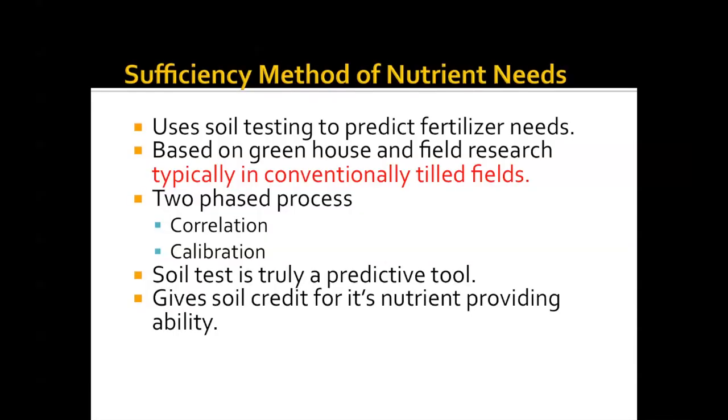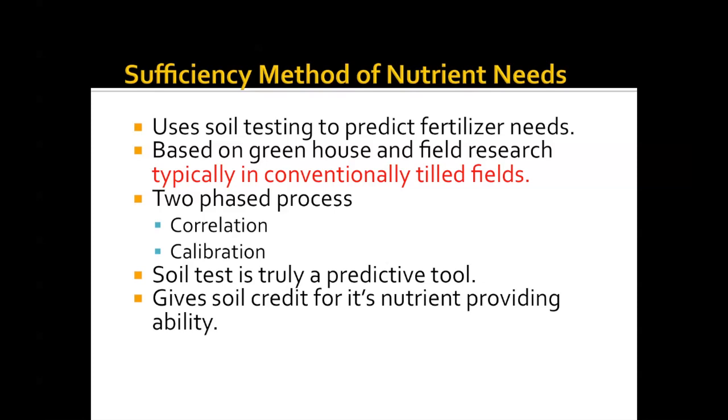So what they would do is correlate and calibrate some of these numbers. They would take soil tests and monitor yields. And then basically, based on how much of a particular nutrient is in the soil, they would say, okay, well, you only need to add so much. So they're giving a credit to that soil for its ability to provide that nutrient to the plant.